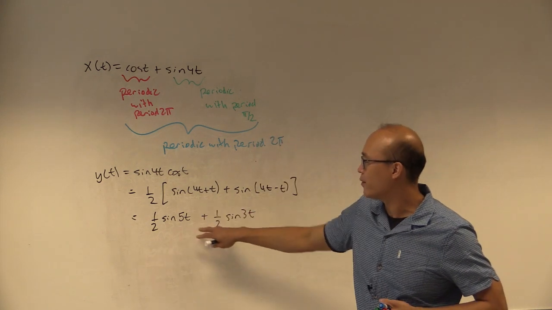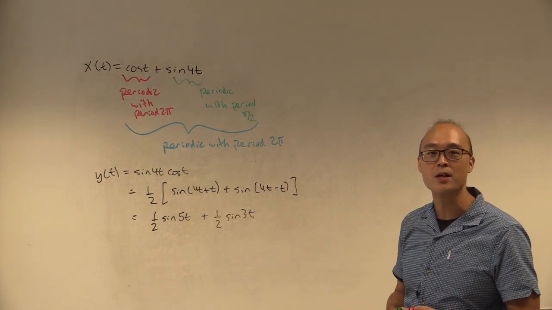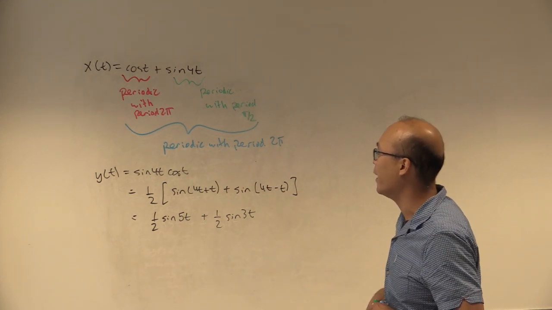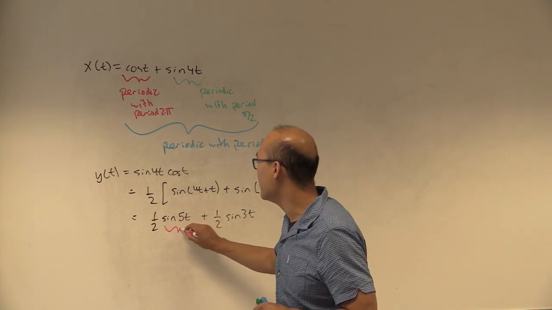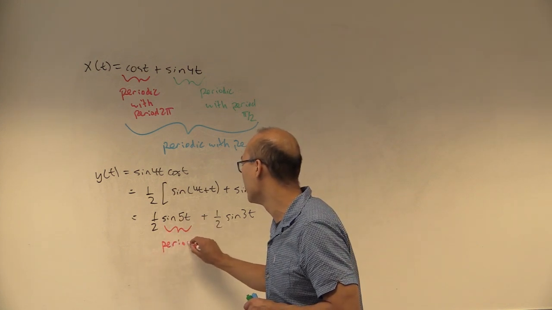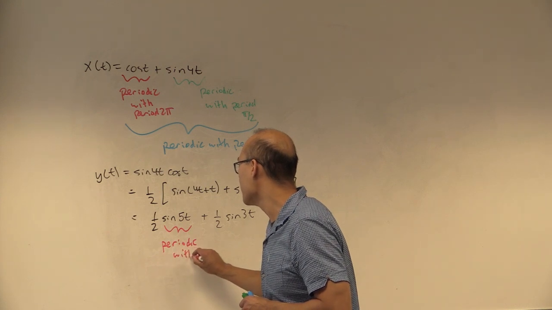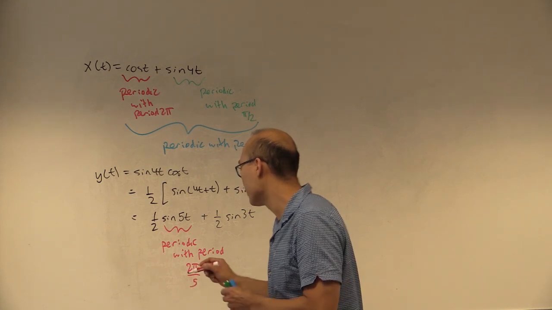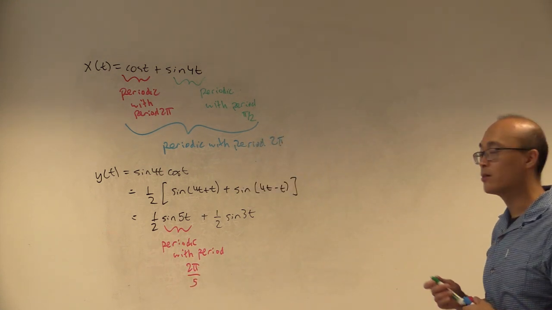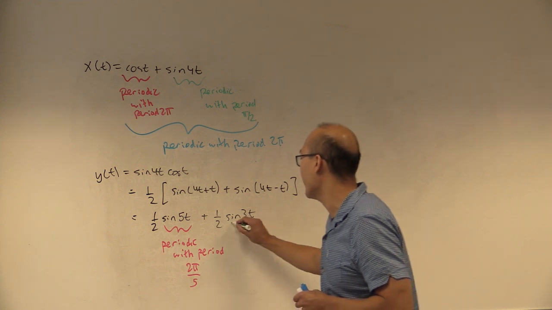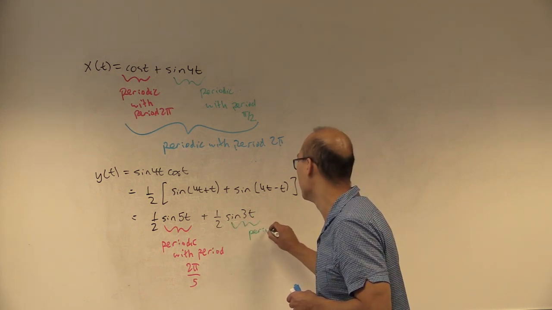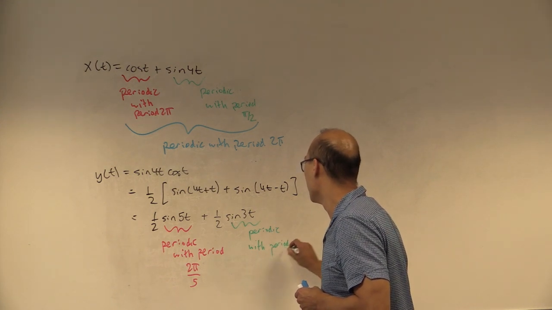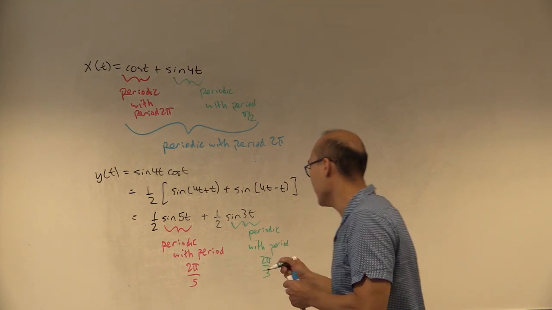So now we actually have the sum of two periodic signals. This looks very much like the previous example. We should be able to identify that the sine of 5t is a periodic function, and in this case, the period is 2 pi over 5. The second signal, sine of 3t, we can identify as also being periodic with period 2 pi over 3.